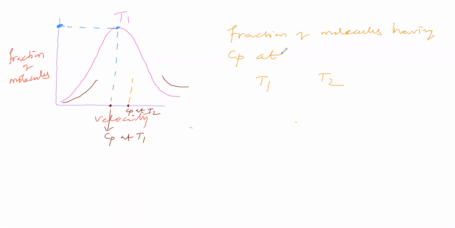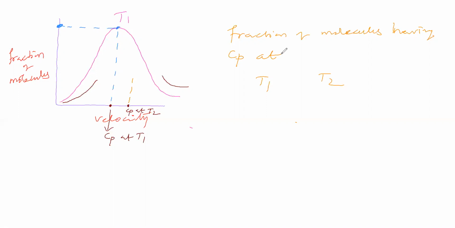We have to compare the fraction of molecules having Cp at T1 and T2. Some students are saying T2 has the higher value and T1 the lower. Some students say T1 is high and T2 is low. We have to see which one is correct.